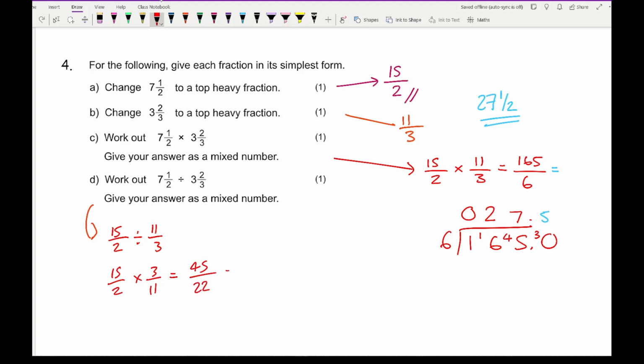So how many 22s go into 45? Well, that's going to be 2, remainder 1. So we get 2 and 1/22, or 45/22, either one of those.